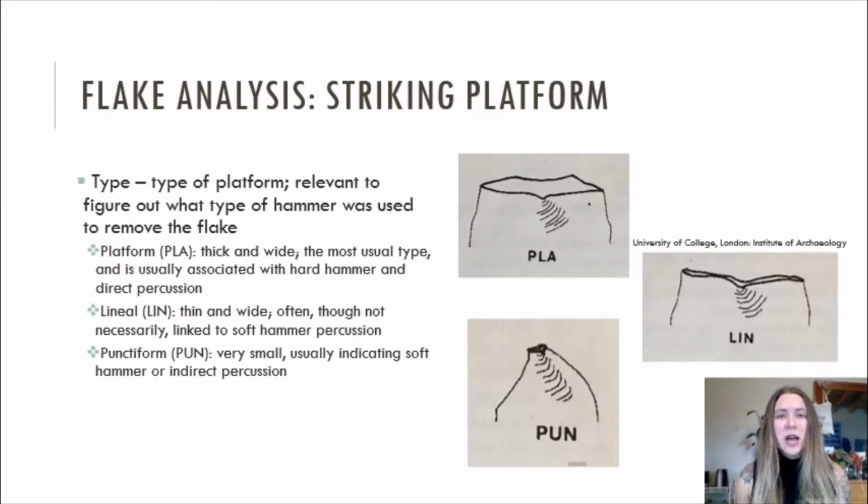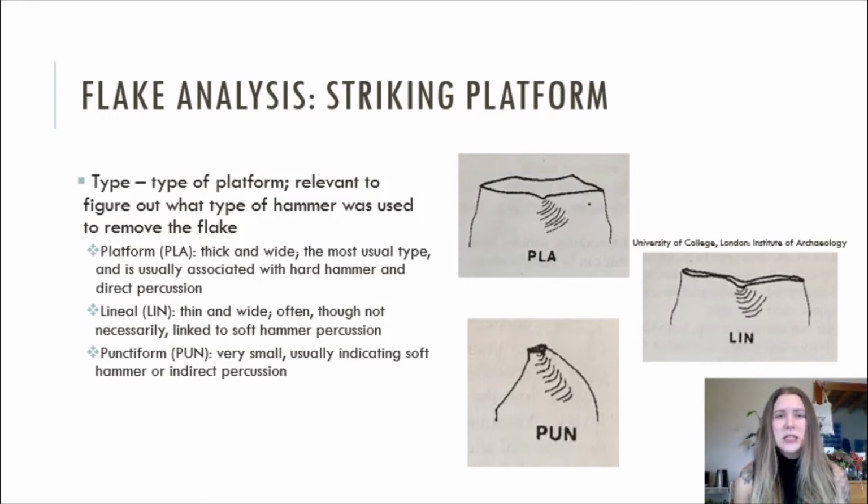The particular type of striking platform is important to record as well. There are three main types shown here on this slide. This is relevant in determining, in some instances, what type of hammer was used to remove the flake. And so can be indicative of the particular type of technology or the reduction strategy being used. Platform is the most common type, also called plane. It presents as thick and wide and is usually associated with hard hammer and direct percussion methods.